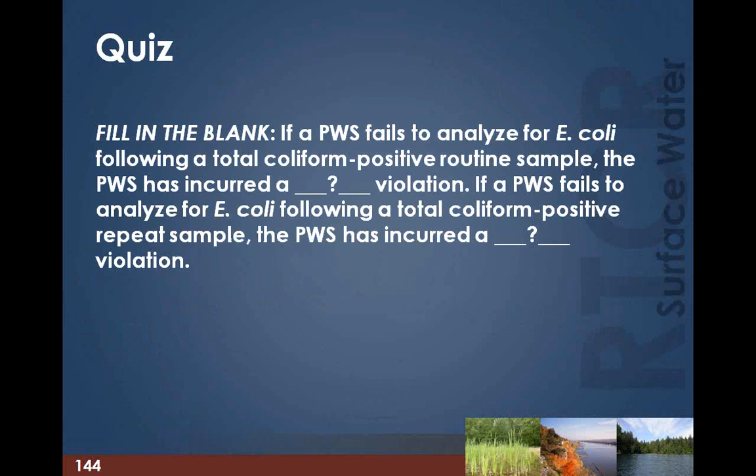So now we have a bit of a pop quiz. Hopefully you are still with us. Just to hammer home the types of different violations, go ahead and review your notes if needed. If a public water system fails to analyze for E. coli following a total coliform positive routine sample, what type of violation has the public water system incurred? Also, if a public water system fails to analyze for E. coli following a total coliform positive repeat sample, what type of violation has the water system incurred? And the nuance here is looking at the sample result related to a routine sample versus the sample result related to a repeat sample. So going to the answer.